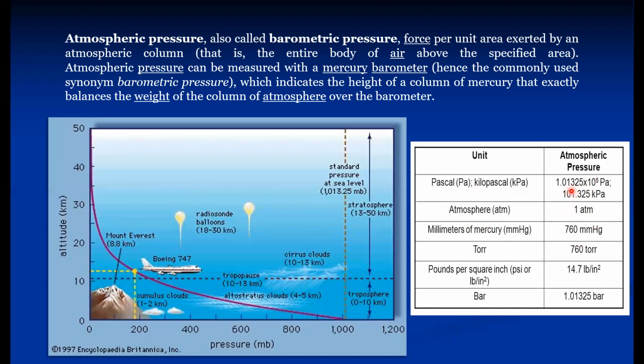One atmosphere is equal to 101.325 kilopascal. So atmospheric pressure is also called 1 atmosphere. In millimeter of Hg, atmospheric pressure is 760 mm of Hg. In torr also, it is 760 torr. In pound per square inch, that is PSI, a commercial unit, it is 14.7.